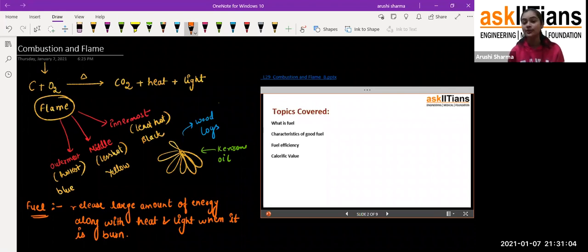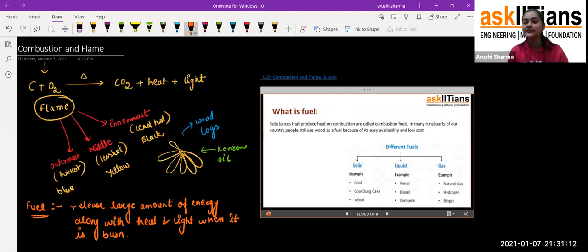Even though I have shown you one video related to it. Do you remember that video? Yes, students. So that's the thing. So what is a fuel? A fuel is a type of substance which undergoes combustion and produces a large amount of heat, and light also. And see, students, wood is one of the most used fuels, because it is easily available and also has a low cost.